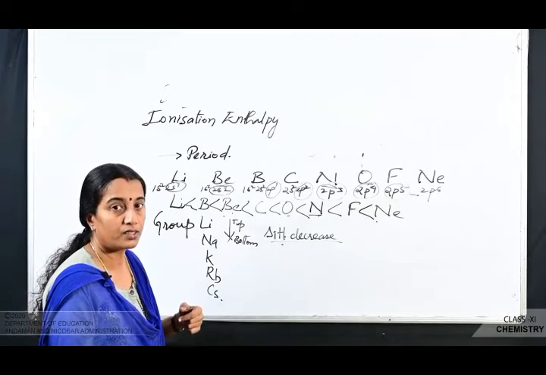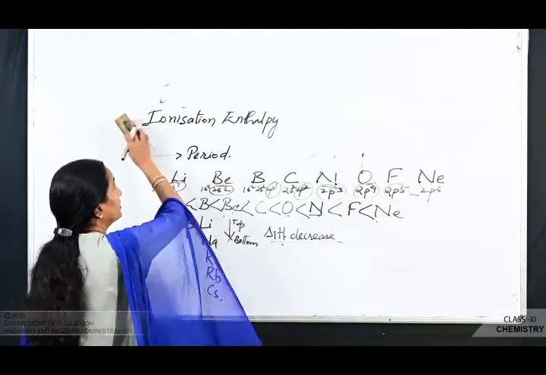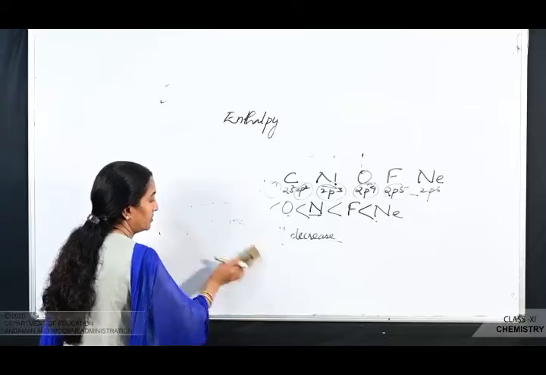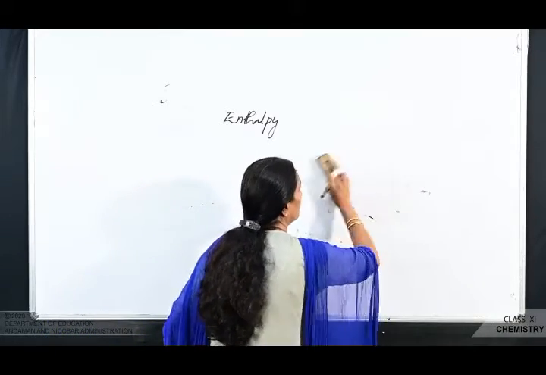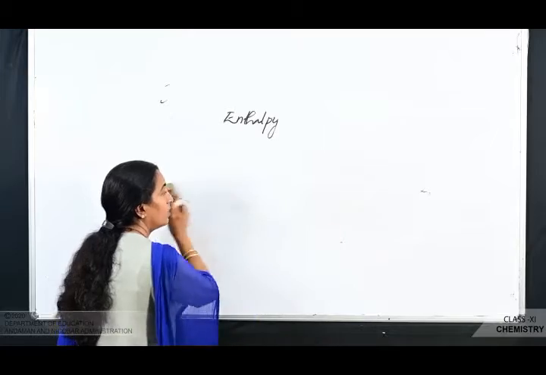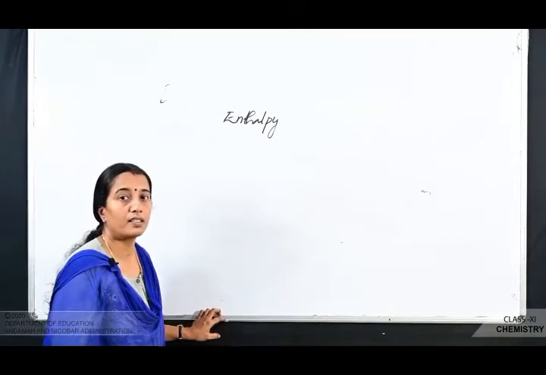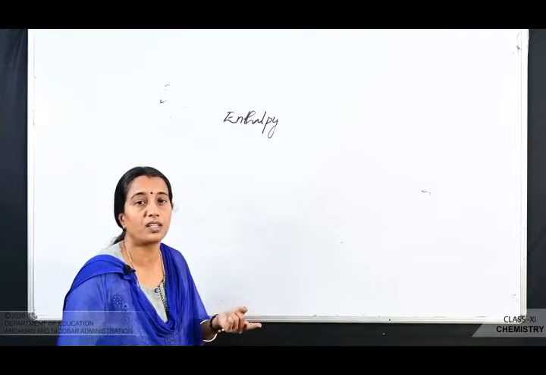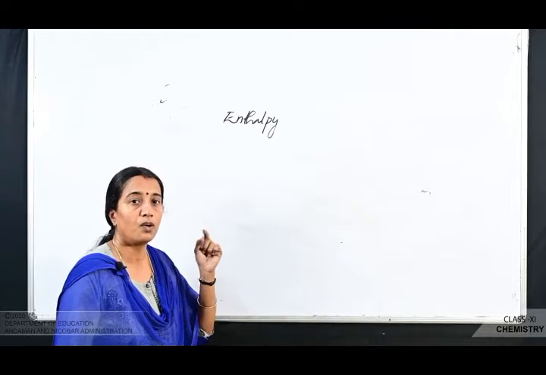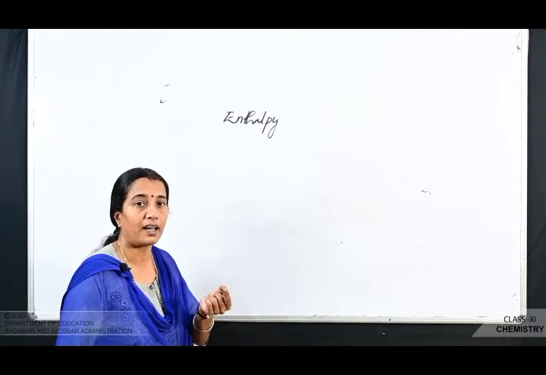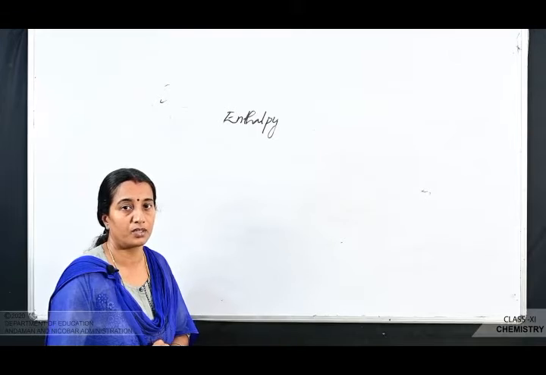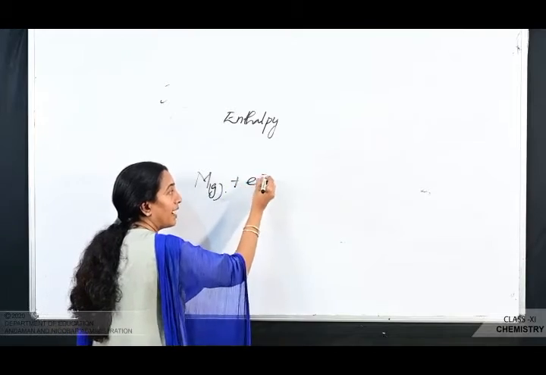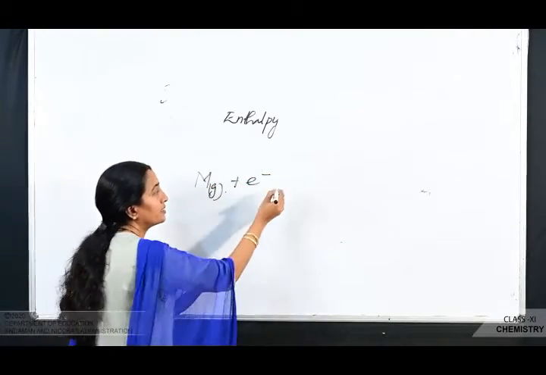Okay, now we'll see the next property, electron gain enthalpy. Electron gain enthalpy is just opposite to that of the ionization enthalpy. Okay, what is electron gain enthalpy? There, energy is added to remove the electron. Here it is just opposite: energy is released, or an energy change takes place, when an electron is added to the isolated gaseous atom.